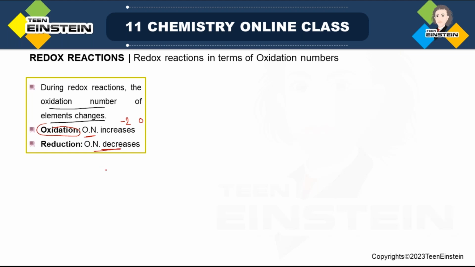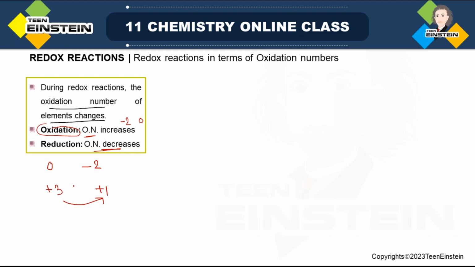Now reduction is the reverse, the oxidation number is decreasing. So before the reaction if it is 0, and now it is becoming -2, -3, like this, any negative value, obviously this is a decrease, because from 0 it is now becoming negative. Now suppose we have a positive value, say +3, and now it is becoming +1, so this is also a decrease.